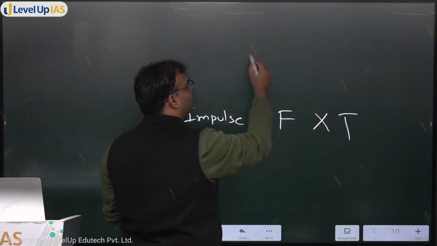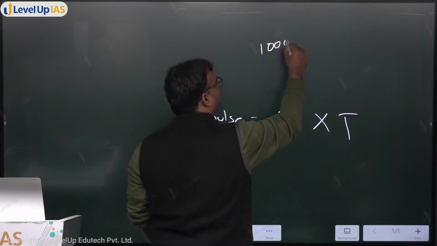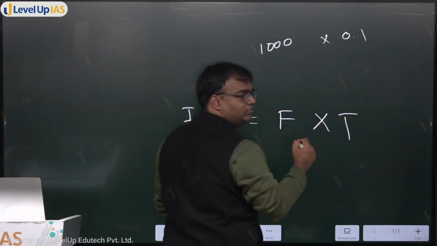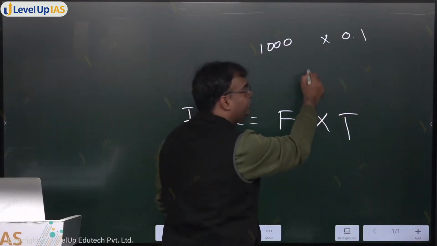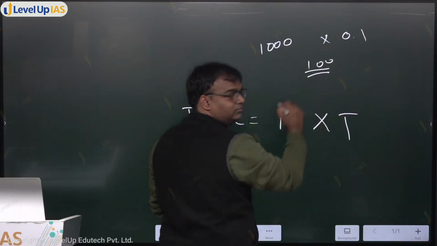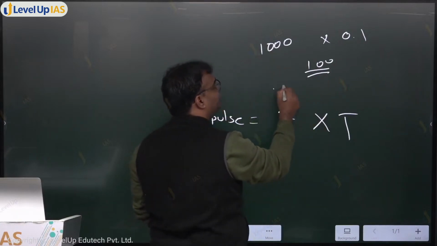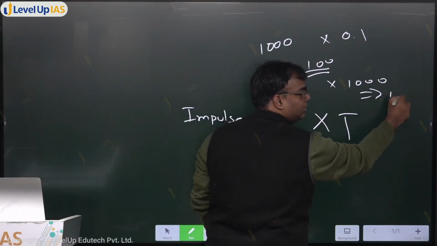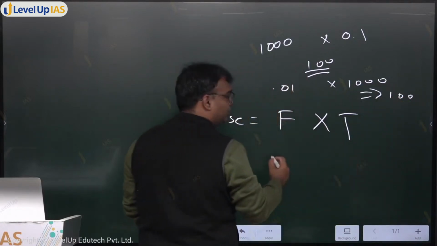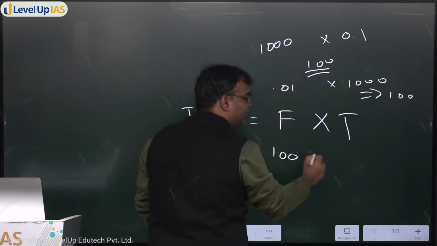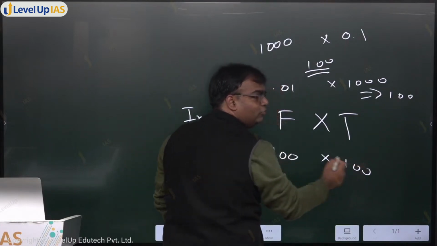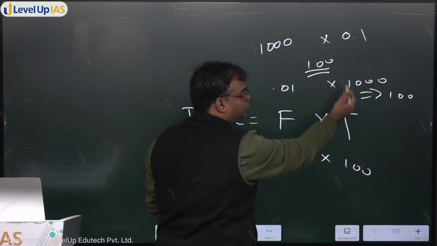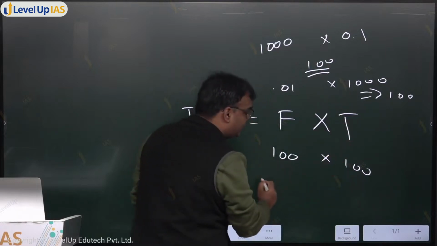Let's say my force is 1000, but time is only 0.1. What will be the output? Only 100, है ना? ऐसे ही अगर force is 0.01 and time is 1000, what will be the impulse? 100. But if my force is let's say 100 and time is also 100, force बहुत ज्यादा नहीं, कम है, but time sufficiently ज्यादा है, या time बहुत ज्यादा नहीं, कम है, but in this case what is my impulse?